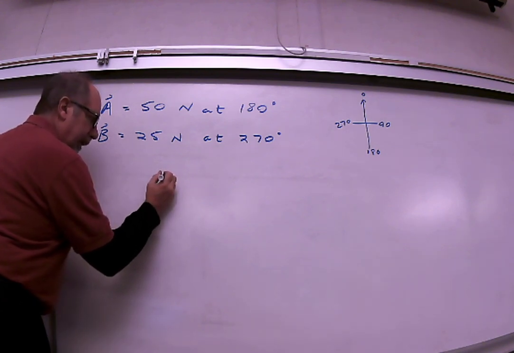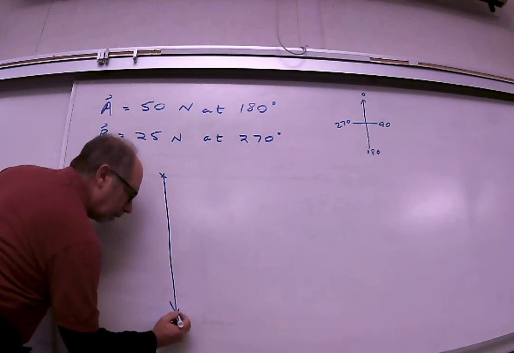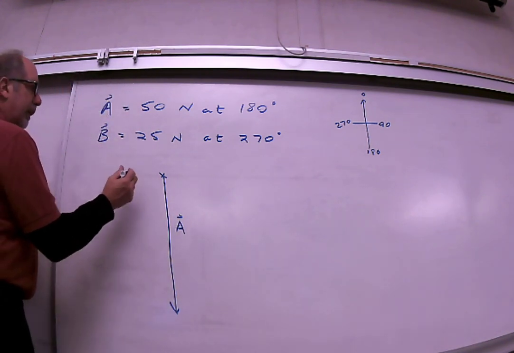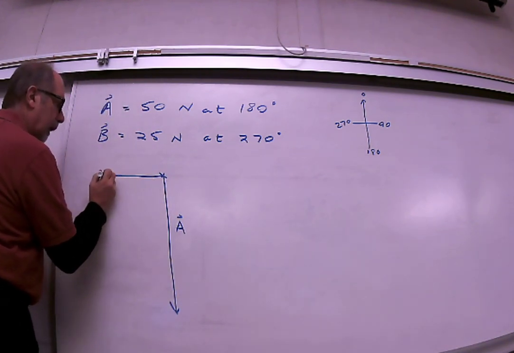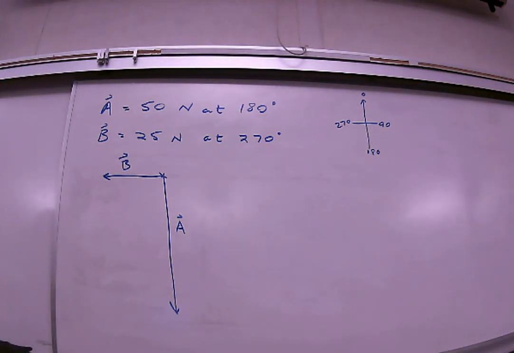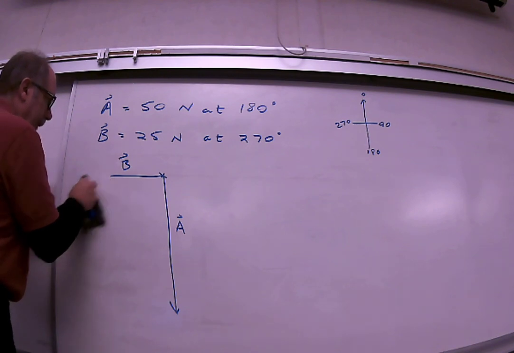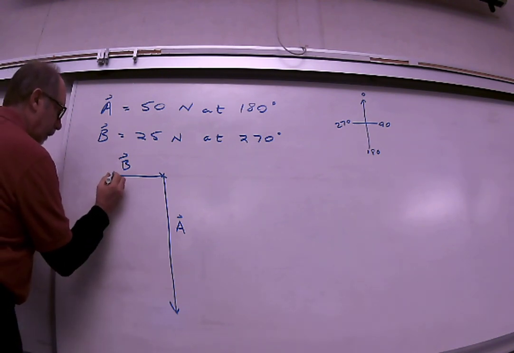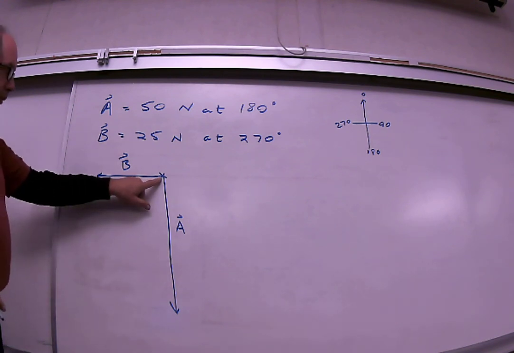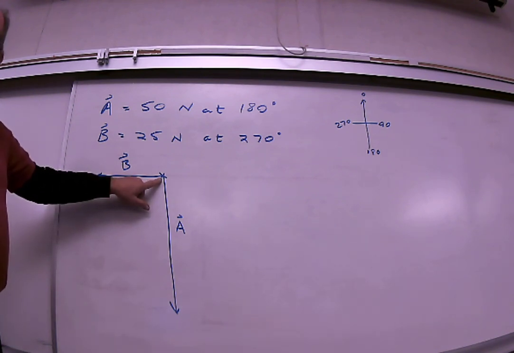And I'm going to draw my vector. That's going to be my vector A. And then my vector B, draw like this. Like that. Maybe a hair longer, trying to get it half as long as vector A. And this is drawing them from the same point.